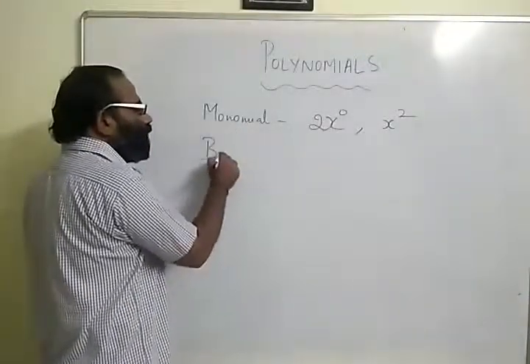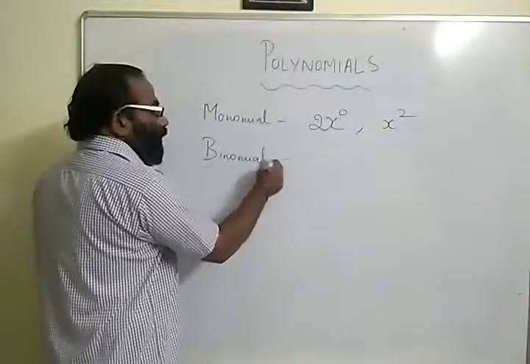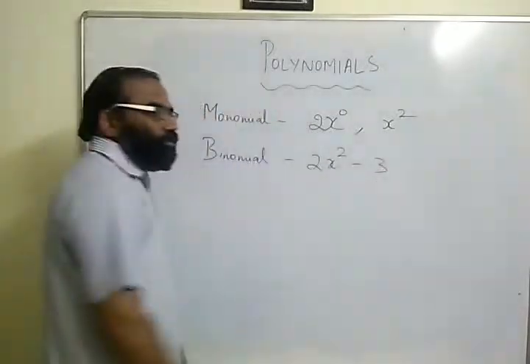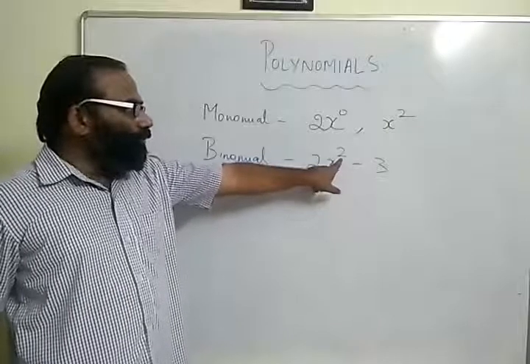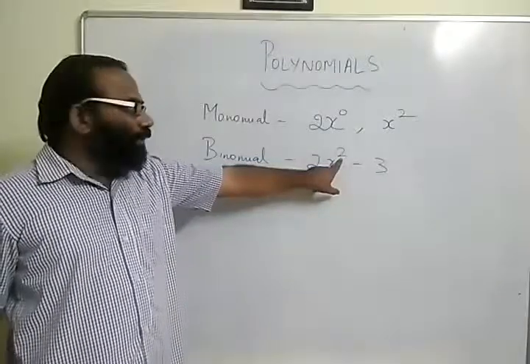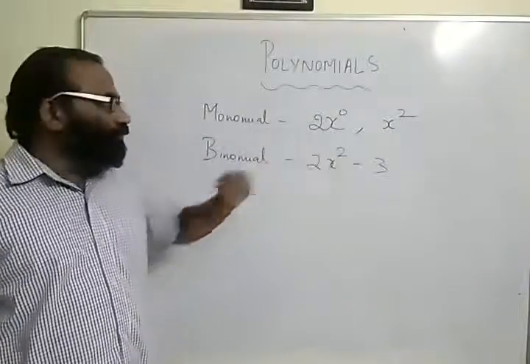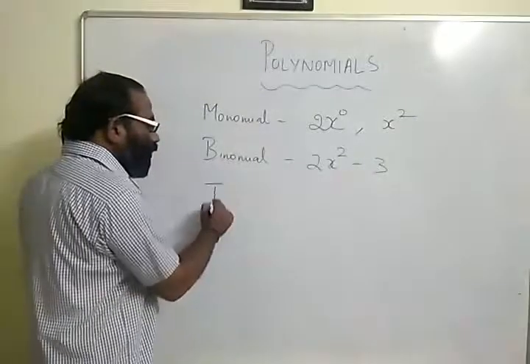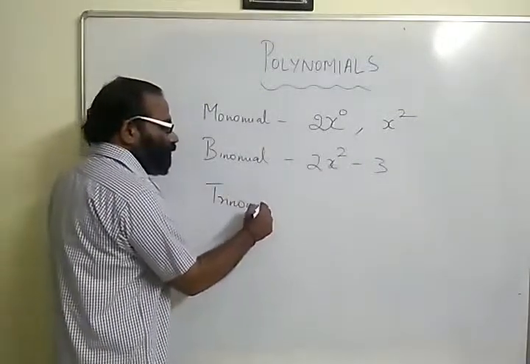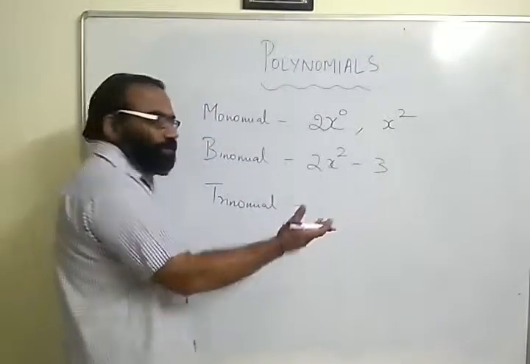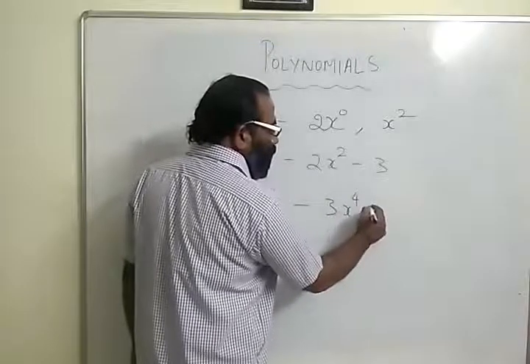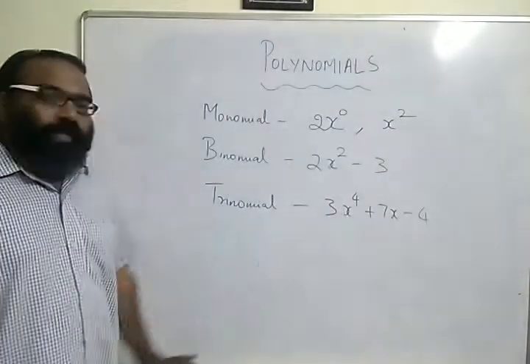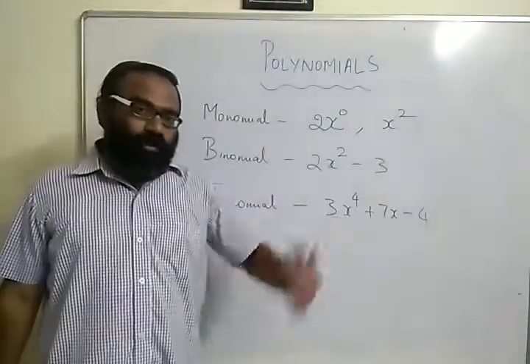Then you can go on to binomial. It has two terms, 2x squared minus 3. The power, the degree, if you see, is positive and it is an integer. So 2x squared minus 3 is a binomial. Then trinomial, 3 terms, 3x to the power 4 plus 7x minus 4, let's say. It is a trinomial because you have 3 terms.